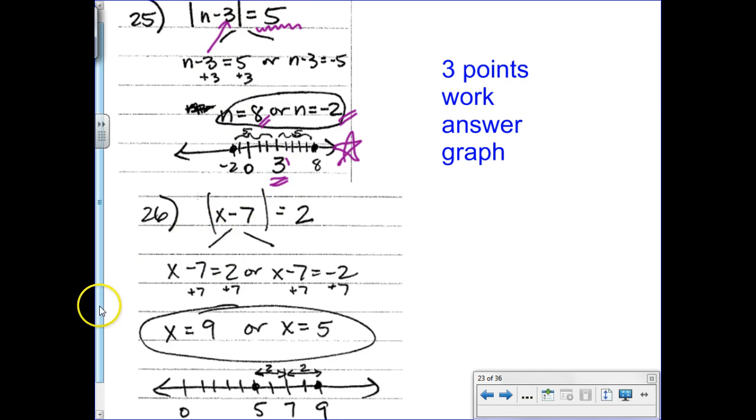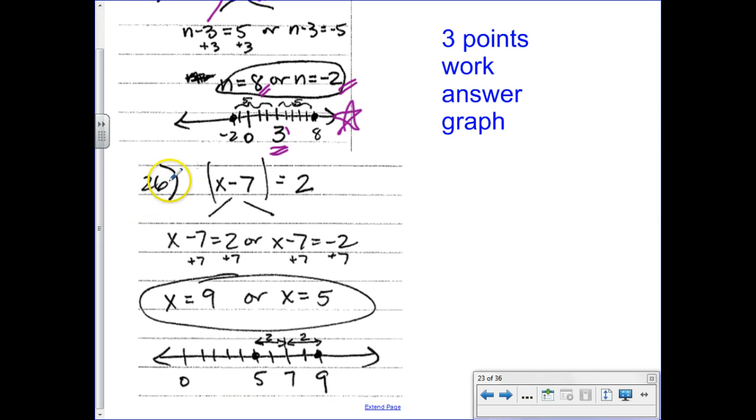Look at number 26. It was worded similarly. You're saying I'm at 7. I have a distance of 2. To write it algebraically, you write x minus 7 in absolute value equals 2. That means picture-wise, I am at 7 and I'm traveling a distance of 2 either direction, so you should get 5 or 9.